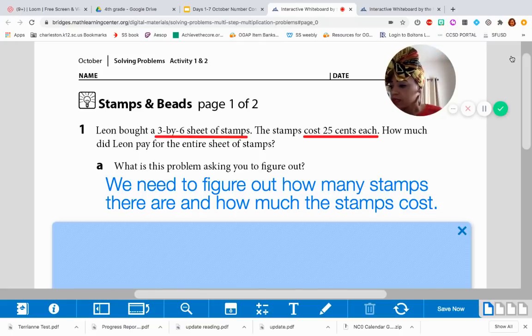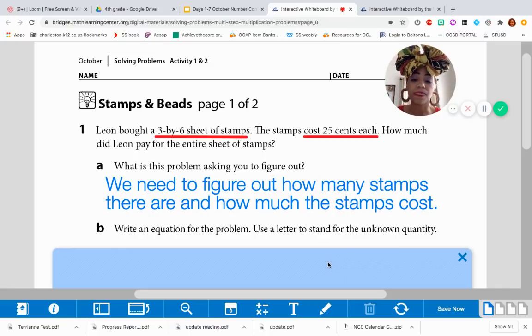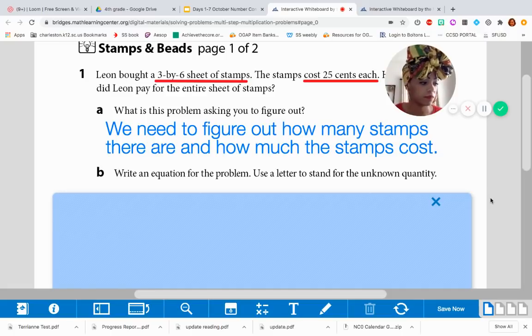You got it. So, part B says, write an equation for the problem and use a letter to stand for the unknown quantity. If you don't remember, unknown quantity just means the answer. Since we don't know the answer yet, we can use a letter to stand in place of where our answer will go once we solve it. So I'm going to give you a moment to think about the equation that you may write to solve this problem. Right, so you should be writing an equation to solve this problem.